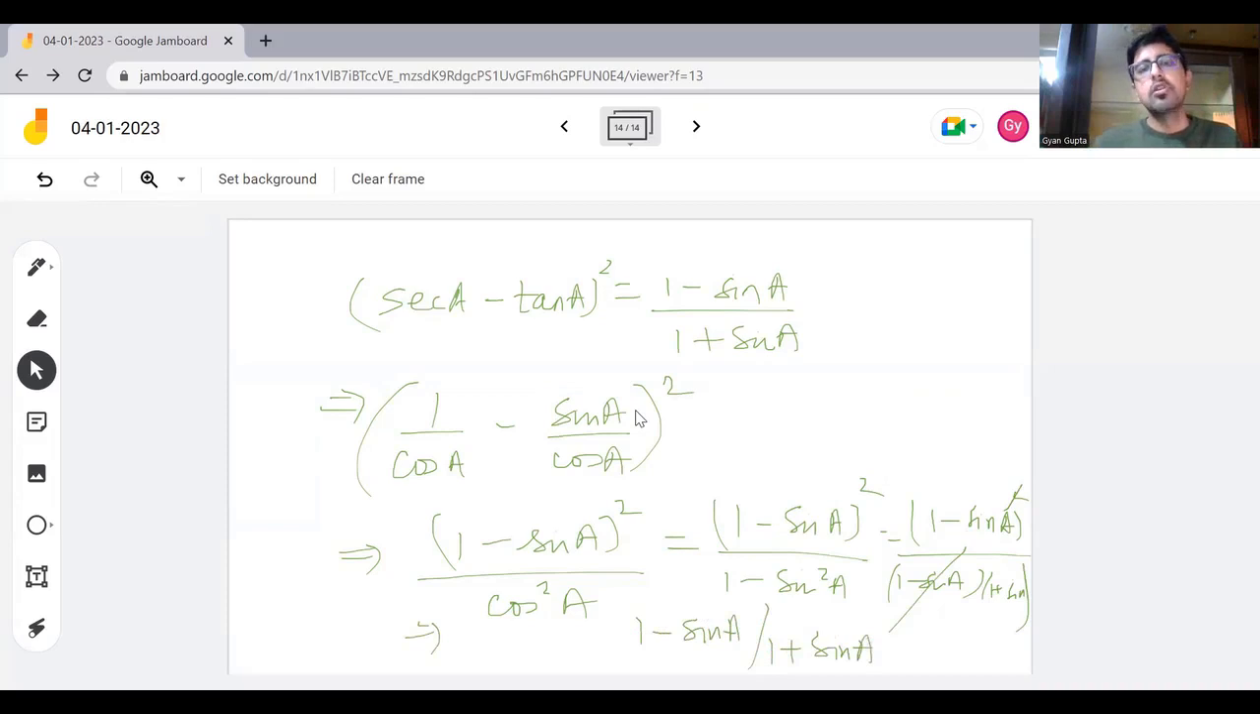Perfect, friends. So this is how some basic tips will probably make your life easier when it comes to trigonometric ratios and identities.